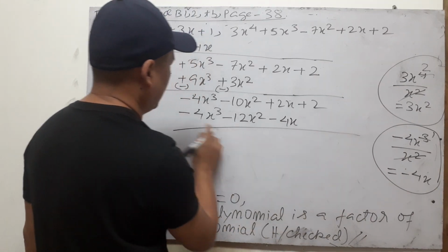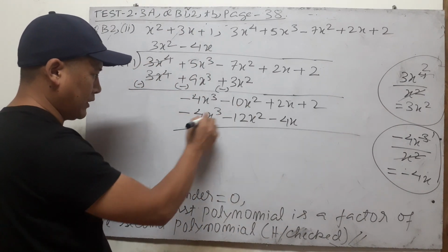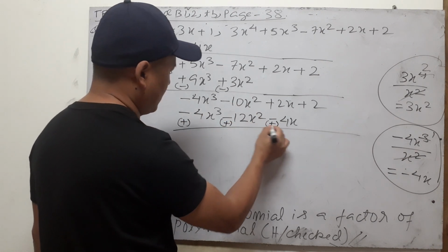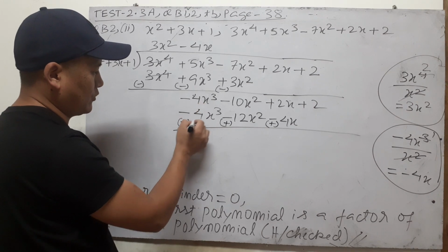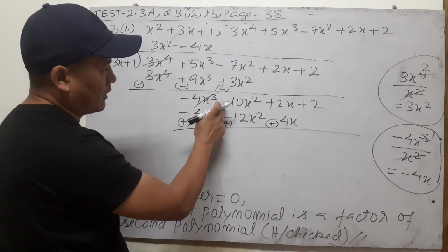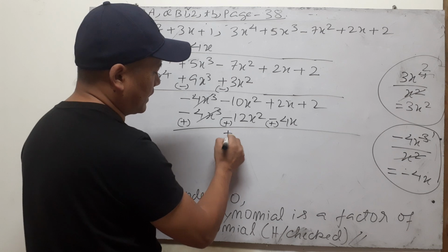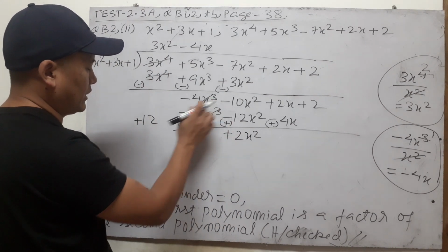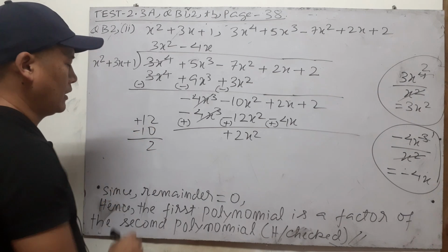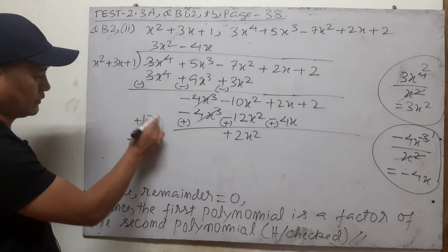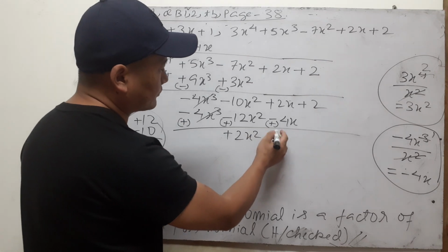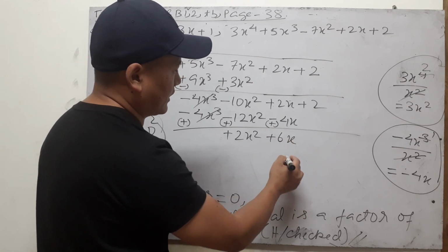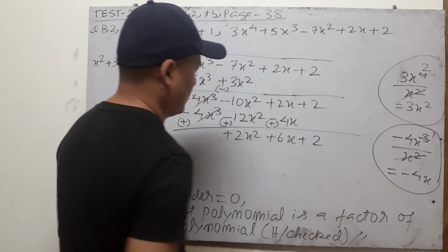So put a long line and change the sign of the lower ones, minus to plus, minus to plus, minus to plus. So minus 4x cubed and plus 4x cubed is 0. Minus 10 plus 12 is plus 2x squared, minus plus 12 bigger, minus 10 smaller, so subtract 12 minus 10, and then here plus, that's why plus 2x squared. Plus 2 and plus 4 is plus 6, both plus means we have 6x plus 2.